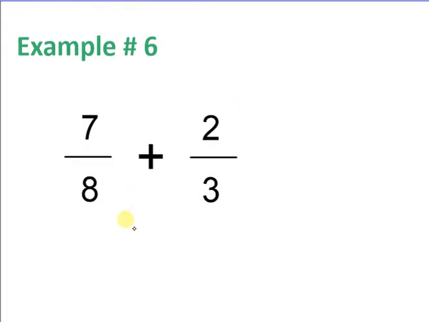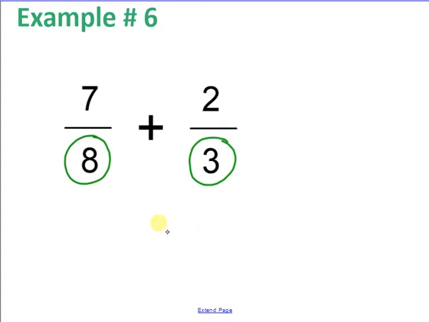All right, so here I have a denominator of 8 and 3. I have 7 over 8 plus 2/3. Okay, so what would be the LCM of 8 and 3? So I have 8 and I have 16. 3 doesn't go into 8 or 16, but it does go into 24. So 24 would be the LCM.